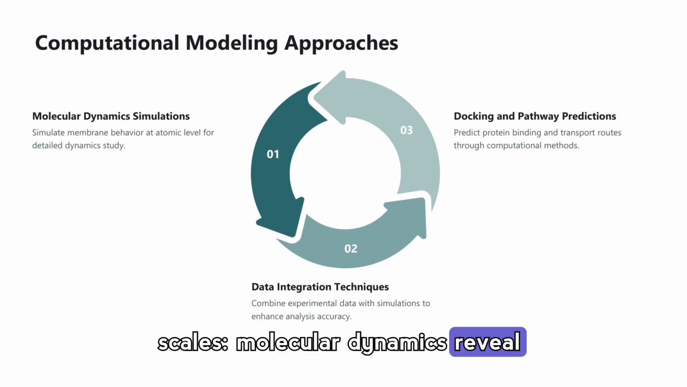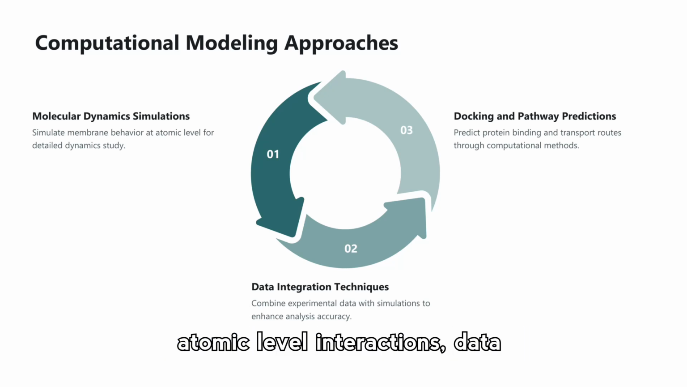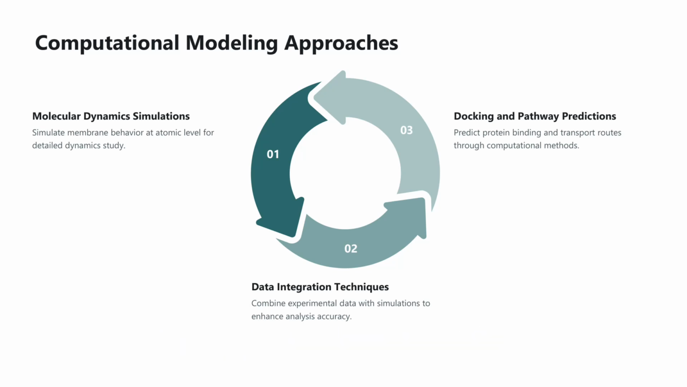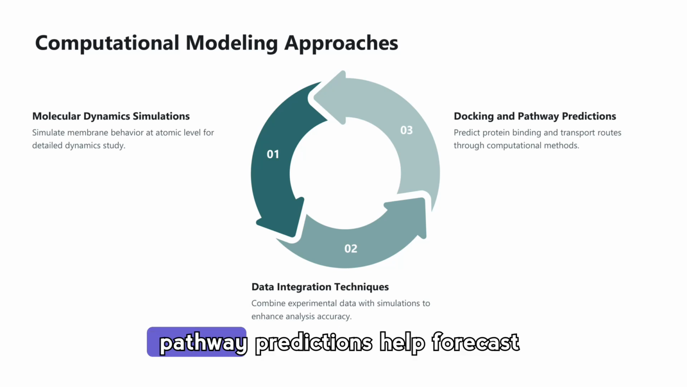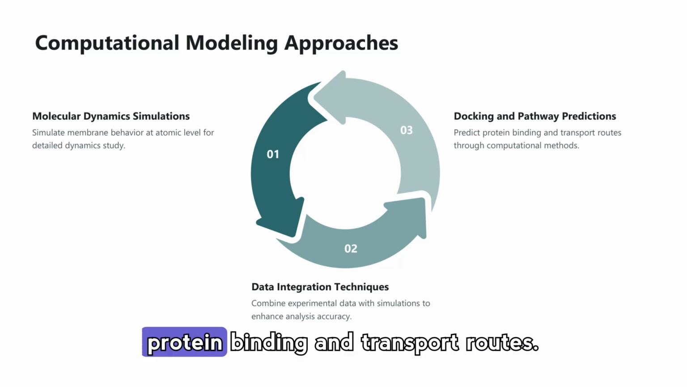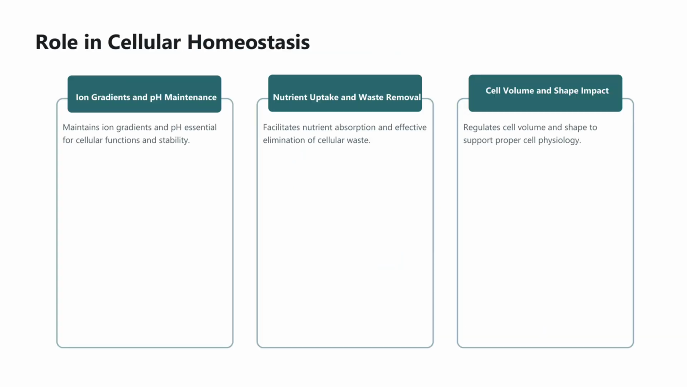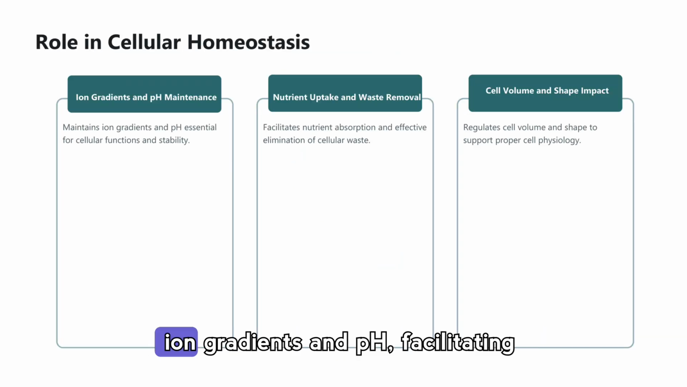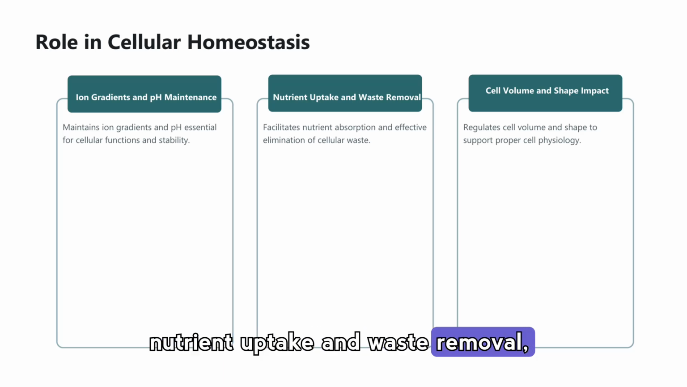Molecular dynamics reveal atomic-level interactions. Data integration techniques combine simulations with experiments for deeper insight, and docking or pathway predictions help forecast protein binding and transport routes. Membrane transport underlies cellular homeostasis by maintaining ion gradients and pH, facilitating nutrient uptake and waste removal, and regulating cell volume and shape.